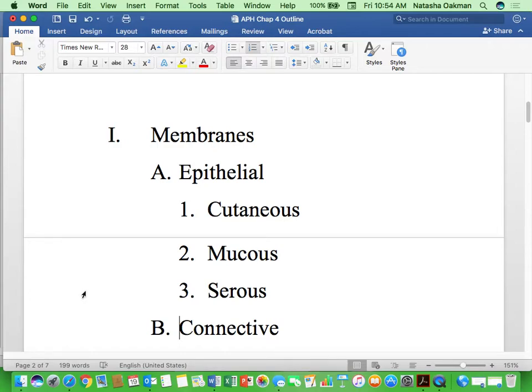So these synovial membranes secrete a fluid that lubricates the joints. Sorry, I had to say that really fast because of all the words in there. They secrete a fluid that lubricates the joints.